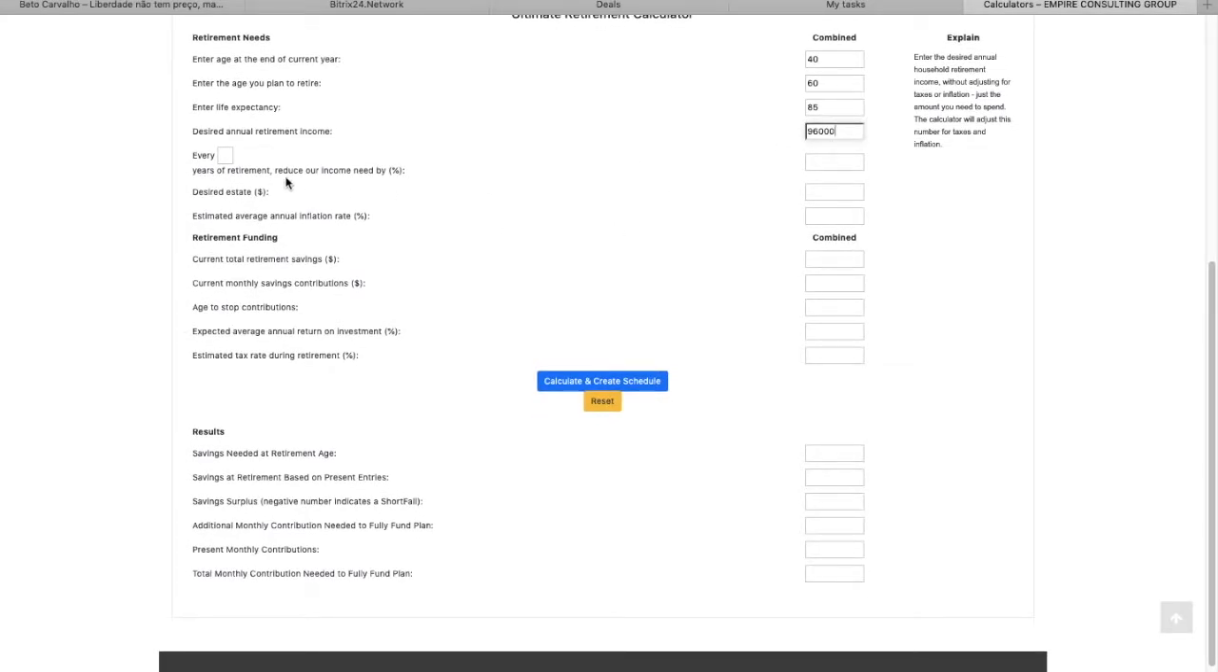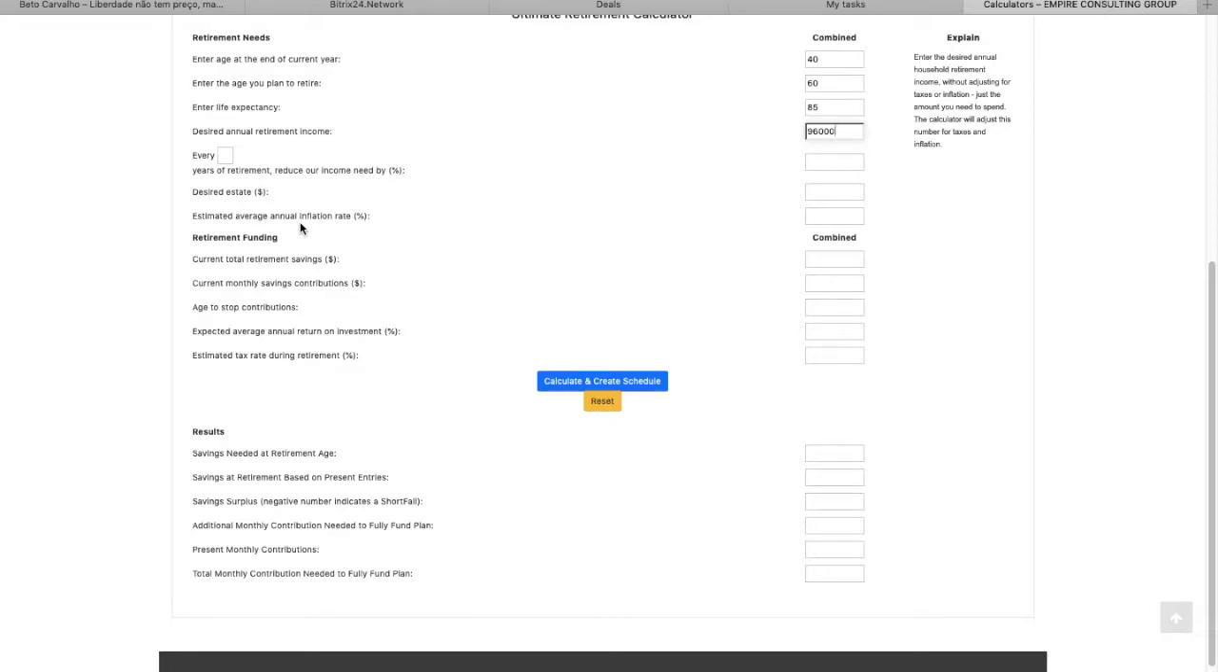So the next part is about a drawdown, reducing your income need over time. At the moment, we're going to leave this to one side because it starts to get a little bit more complex if we go into these deeper details. But the calculator is extremely comprehensive and provides that possibility. Also, desired estate is a very personal issue. Some people wish to leave an estate behind for their family and their kids. Other people don't have that requirement. So we're going to leave that blank as well.